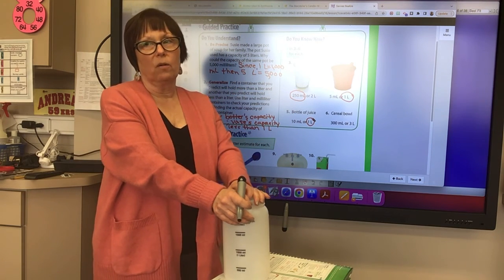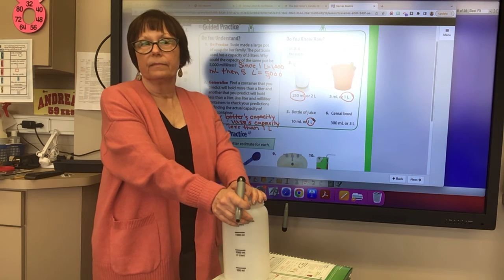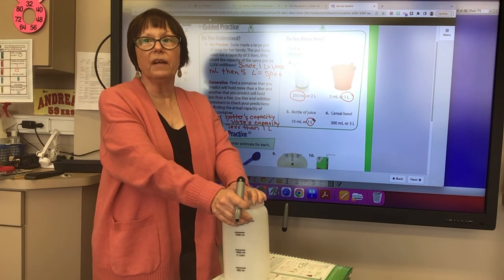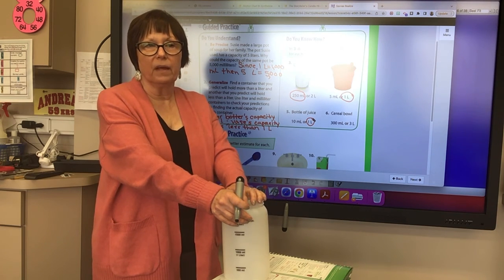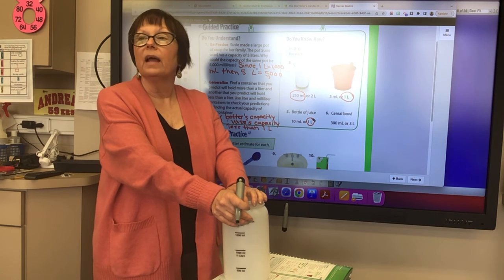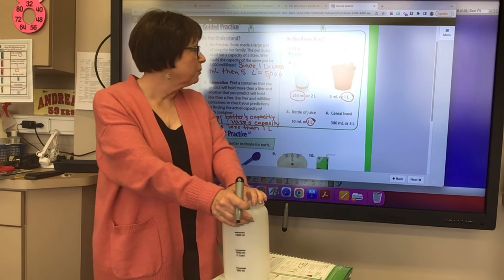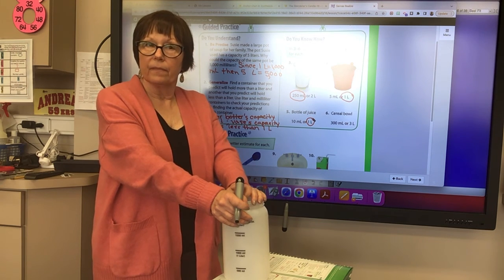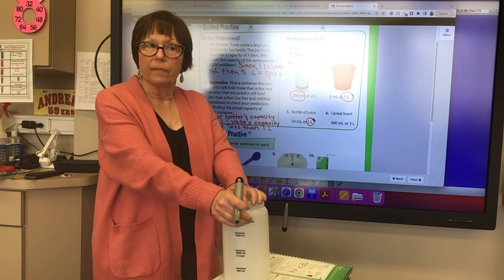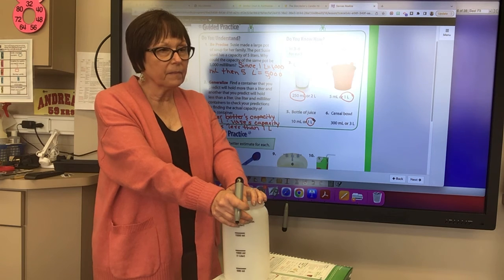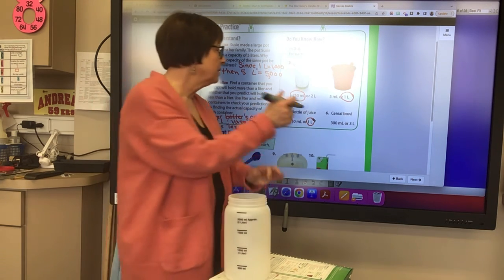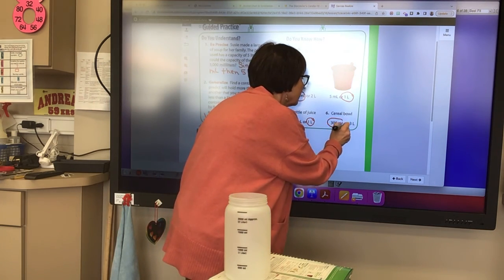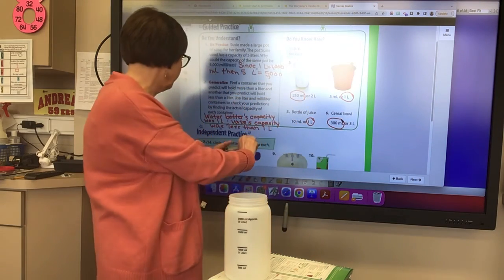How about a cereal bowl? What do you think a cereal bowl is going to be? Is a cereal bowl going to be a liter or 300 milliliters? 300 milliliters. It's going to be 300 milliliters. It's going to be your cereal bowl. Okay.